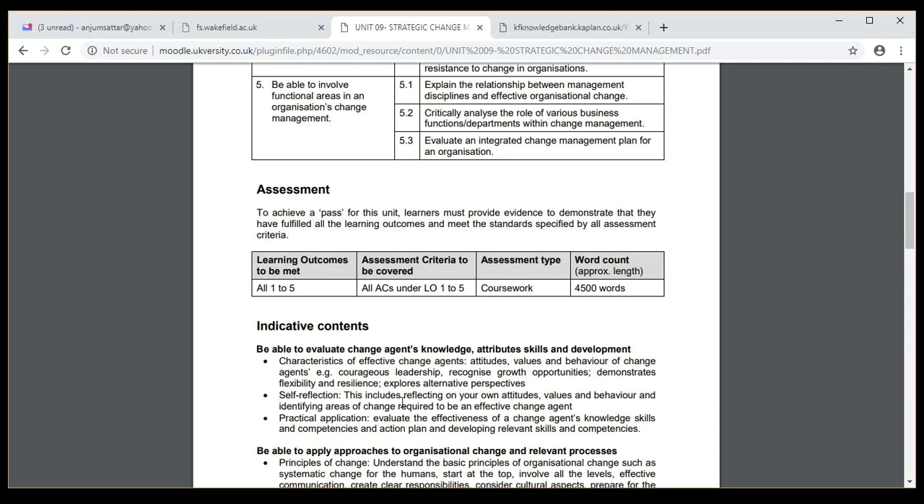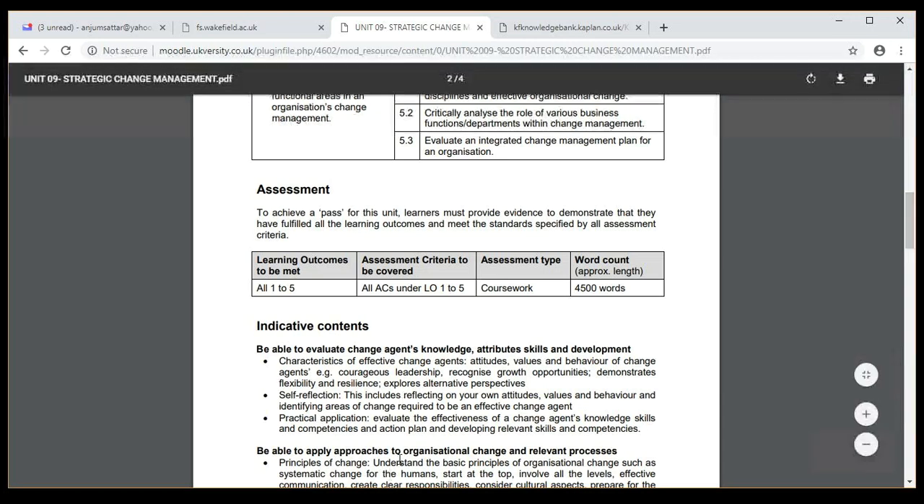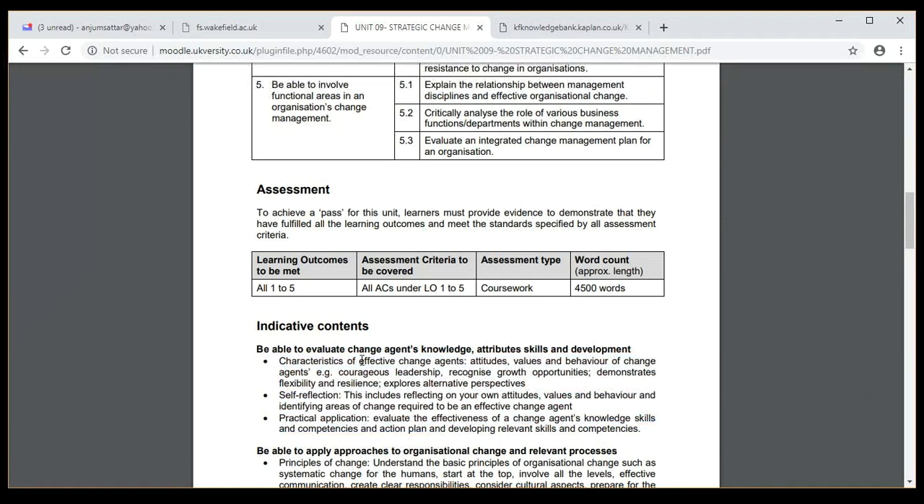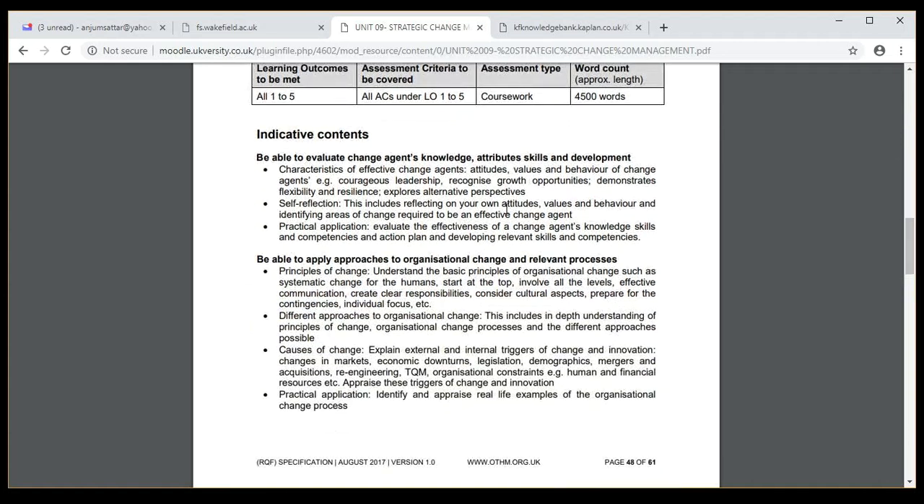But the main thing is that some words are self-explanatory, and I'll link a few things with the discussion, with the cases and with the examples. So we'll go through the effective change agent. What is meant by agent? It means working somewhere on behalf of someone: the attitudes, values and behaviors of a change agent, which include leadership, growth, opportunity. We'll also go through self-reflection, some stages and some reflection models as well.